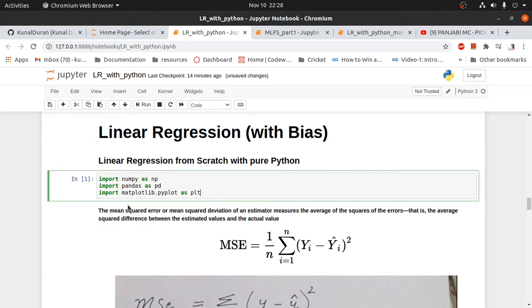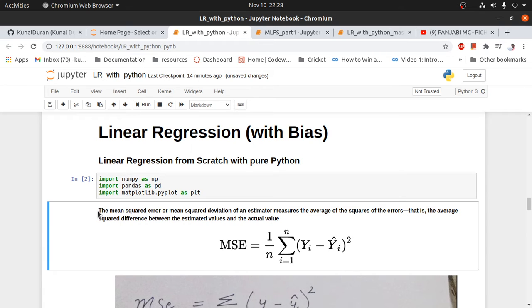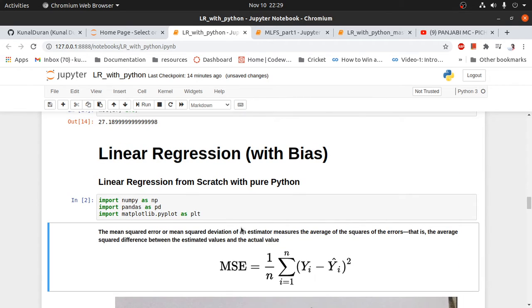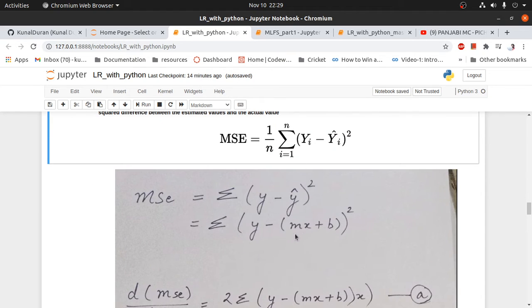Seems kind of like advertising, with bias. Okay, the mean squared error or mean squared deviation of an estimator measures the average squared difference; this is the definition of mean squared error, and this is the formula. Y hat is our prediction, and we want bias and slope also. So earlier it was only mx, and now we are including the bias variable also. Now our equation looks like this, and we want to minimize this.